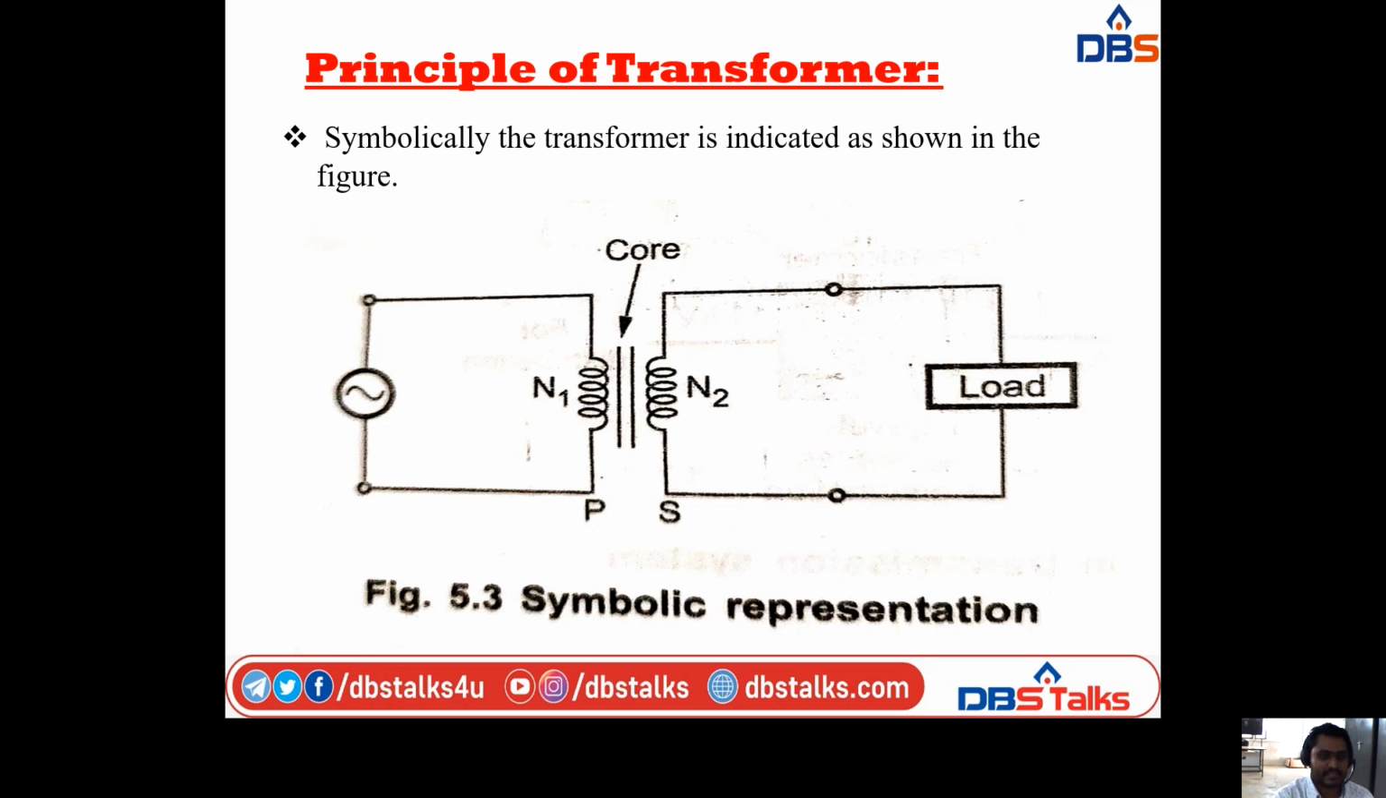So the primary winding consists of N1 turns, and the winding is connected to the supply. That is, the AC supply is connected to the primary winding, and the other winding is connected to the load on the right side of the diagram. That one is known as the secondary winding, and the secondary winding consists of N2 turns. The two vertical lines in between the primary and secondary windings are called the core, the magnetic core or core of the transformer. Okay, so this is the symbolic representation of a transformer.